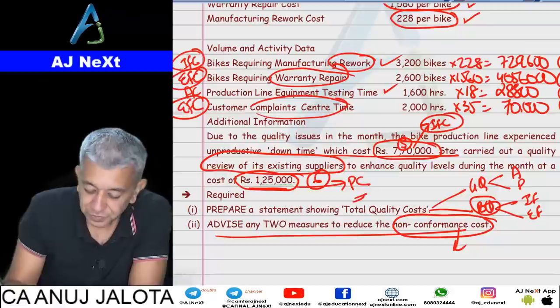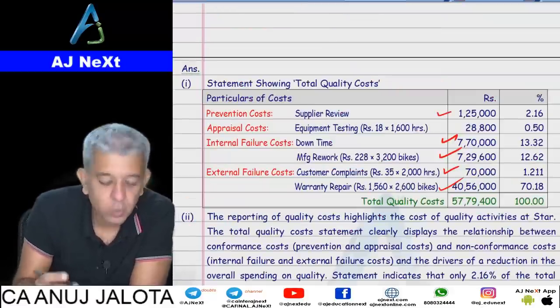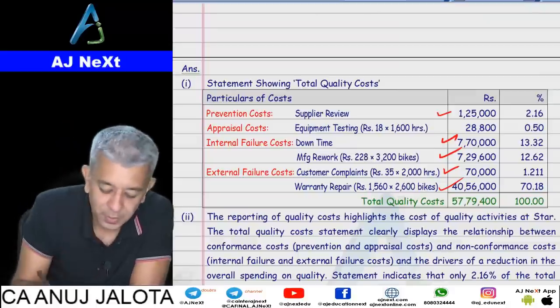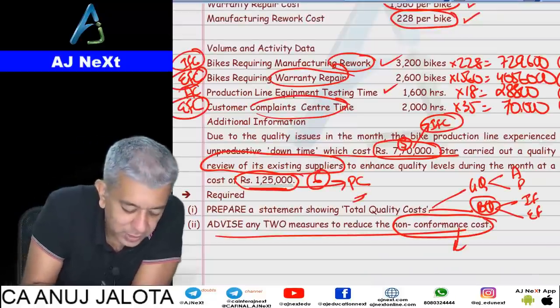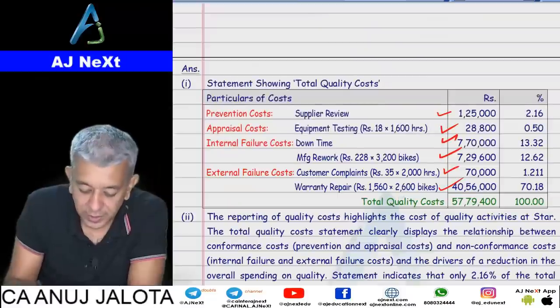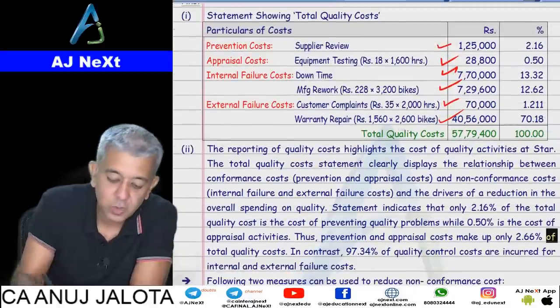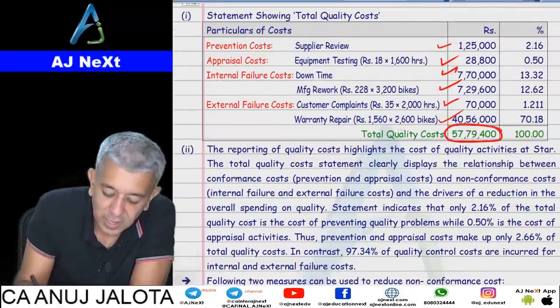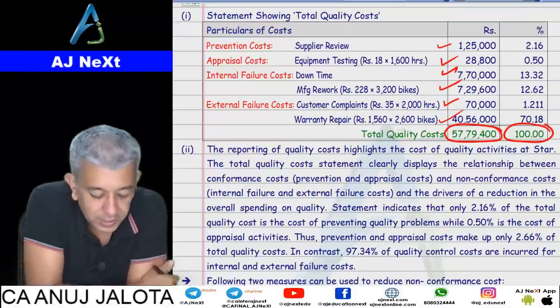ठीक है, फिर उसके बाद प्रिवेंशन कॉस्ट के तौर पे सप्लायर का रिव्यू कॉस्ट है जो मैंने लास्ट के अंदर बोला, और अप्रेजल कॉस्ट जो है वो मेरे ख्याल से मैंने तुम लोगों को यहाँ पर बोल दिया कि ये जो है ये अप्रेजल कॉस्ट है. So therefore 1600 × 18 is 28,800. ठीक है, अभी मैंने क्या किया, ये सब चीज़ों का एक टोटल मारा, फिर उसके बाद मैंने यहाँ पे परसेंटेज भी निकाल लिया. It helps you to comment further. ओके, तो देखो ये हो गया तुम्हारा पार्ट वन.